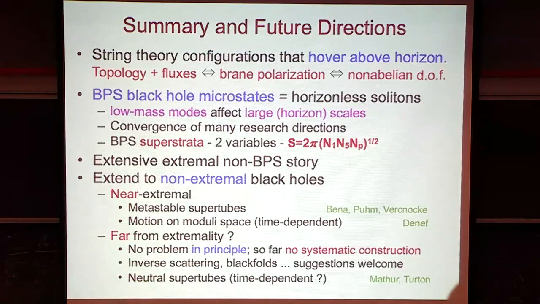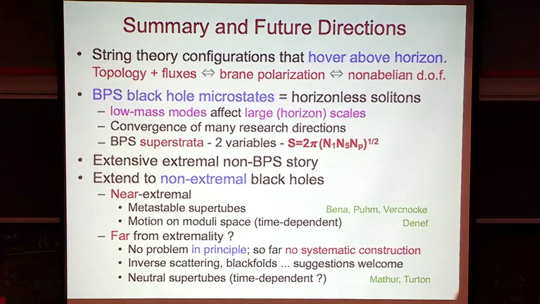There's another method by Denef, which is called the supergroup. Denef takes multi-center configurations and moves them on the moduli space very slowly. Then he tries to argue that essentially they give you things which have more mass and charge. But again, those are time dependent, so they'll Hawking radiate and they'll be very messy. Maybe this is a story. That's another mechanism. And then the question is, what's happening far from extremality?